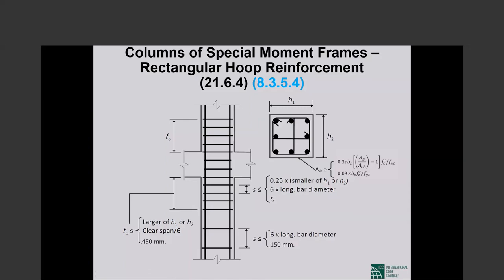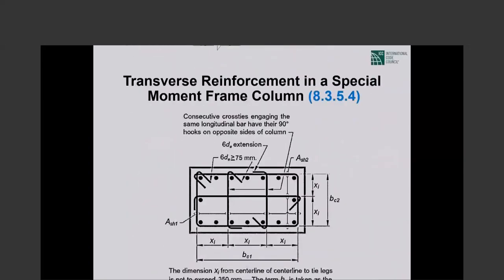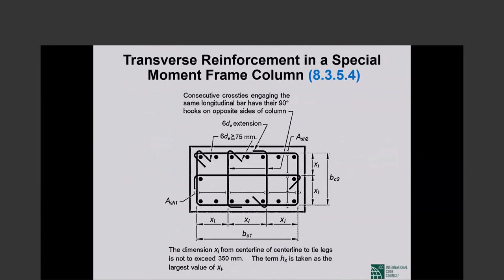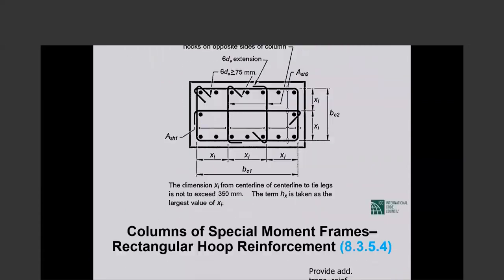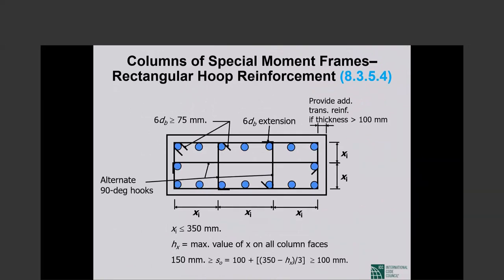So okay, this is detailing of special moment frame columns. This has been mentioned already. Every other bar is laterally supported by a corner of a tie or a cross tie. The maximum distance center to center between any two supported bars is 14 inches, and the clear spacing between a supported bar and an unsupported bar is 6 inches. Okay. So there may be other details that I'm not thinking of.